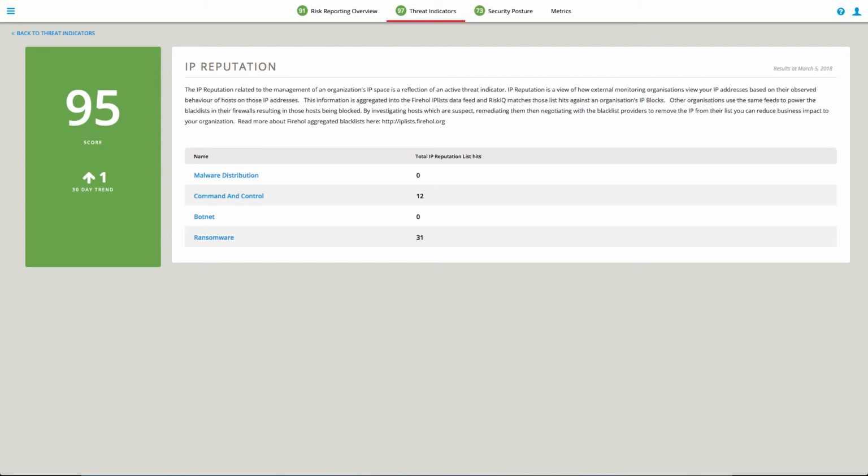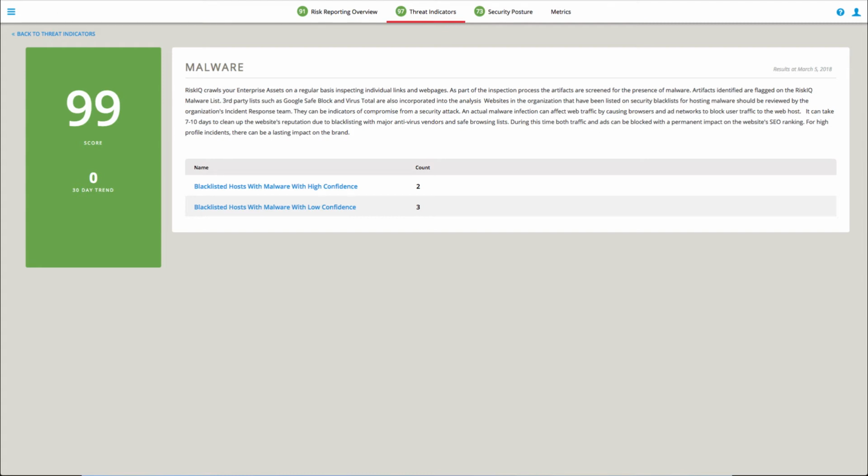This information is aggregated into the Firehole IP list data feed, and RiskIQ matches those list hits against an organization's IP blocks. The malware subcategory. RiskIQ crawls your enterprise assets on a regular basis, inspecting individual links and web pages. As part of the inspection process, the artifacts are screened for the presence of malware. Artifacts identified are flagged on the RiskIQ malware list. Third-party lists such as Google Safe Browsing and VirusTotal are also incorporated into this analysis.